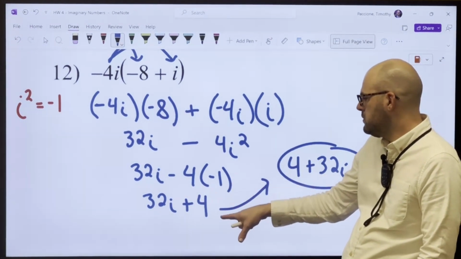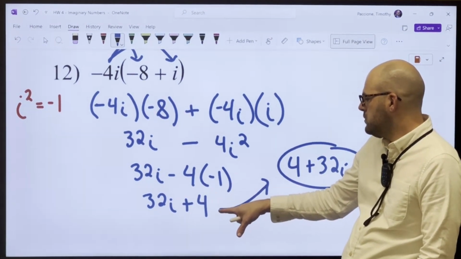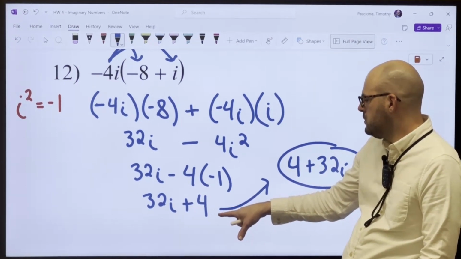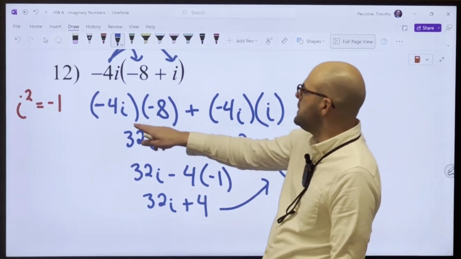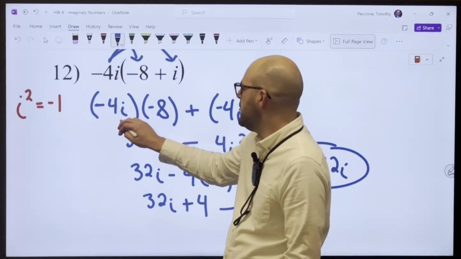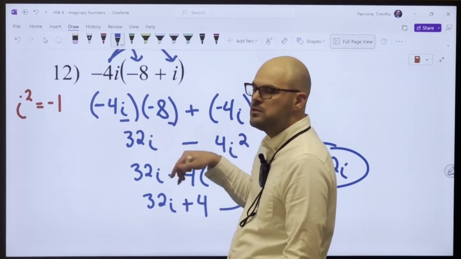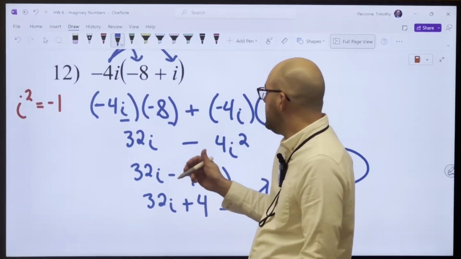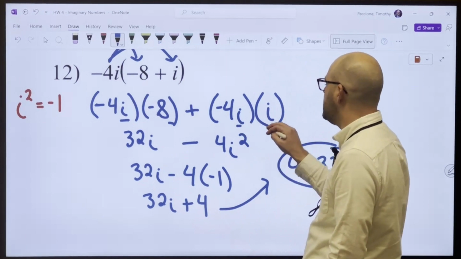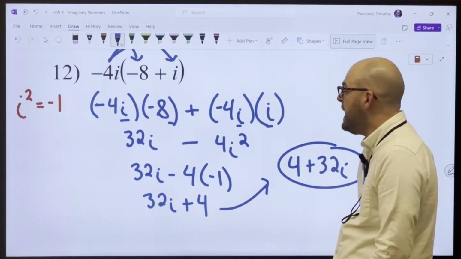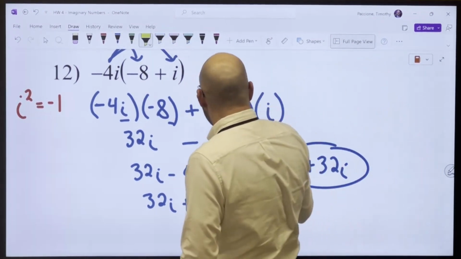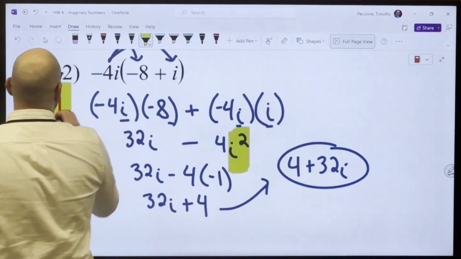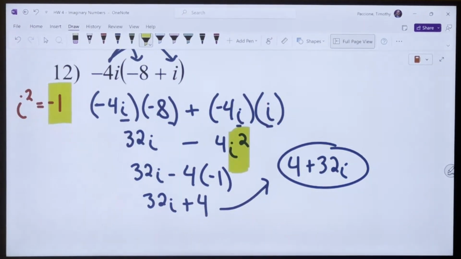No, like the final answer, so you see 4 plus 32i. Why wouldn't it be 4 plus 32i squared? Because this 32i came from this, and it was just i here, but no i here, so it didn't get squared over here. This became squared because I had i times i, and that made it squared. And then we knew that i squared is actually negative 1. So we plug that in instead.